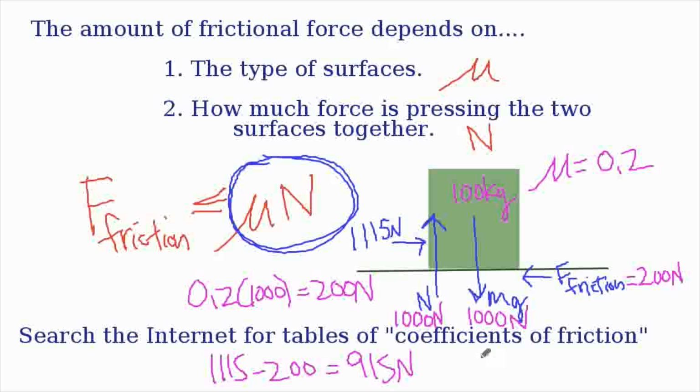Now, the acceleration would be the net force, 915, divided by the mass, which is 100. So 9.15 meters per second squared. All right, there's a great example using friction for you. Okay, and I also drew a force diagram. You saw that I drew arrows for all the different forces acting on this body, on the box. Okay, let me make a couple other comments.